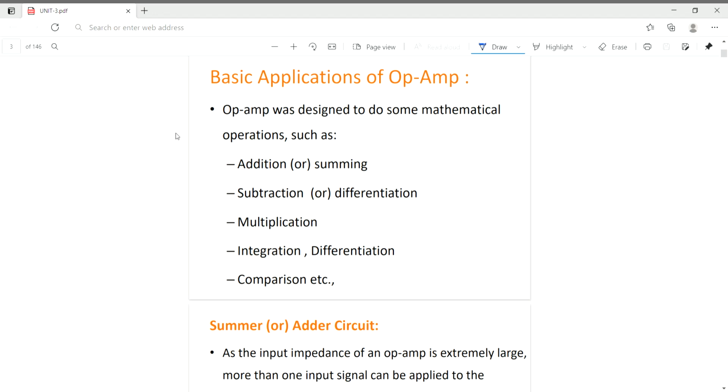In linear integrated circuits, we'll be having operational amplifier, and now we are going to see the basic applications of operational amplifier. So operational amplifier was designed to do mathematical operations like addition, subtraction, multiplication, integration, and comparison. So for each of these mathematical operations, there will be a different kind of operational amplifier circuit.